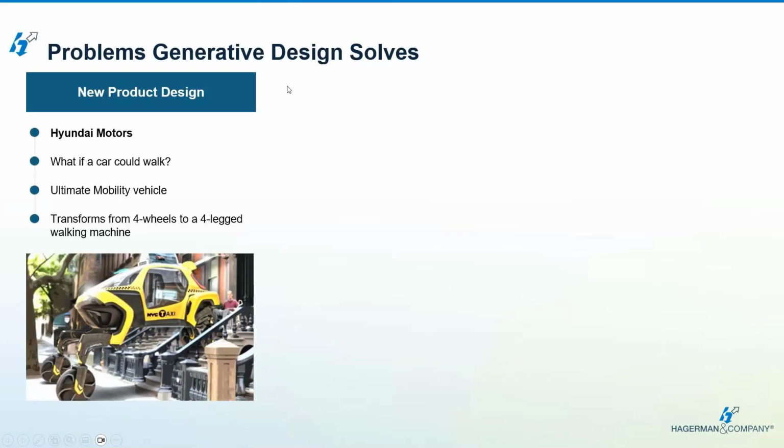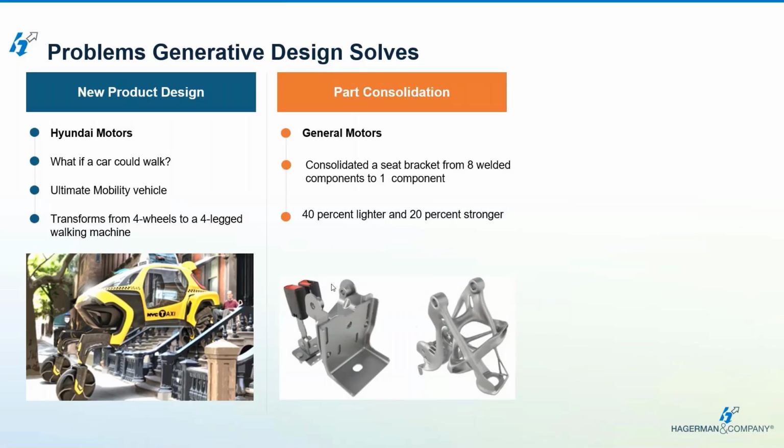So some of the problems that generative design solves, and some examples of this is with Hyundai Motors. They've done a mobility vehicle, and they've created some of the structure for the vehicle here with generative design. So some of the frame structure and some of the structure around the wheels here, and the components inside of there. So for new product design, you can use it for that. So also for part consolidation.